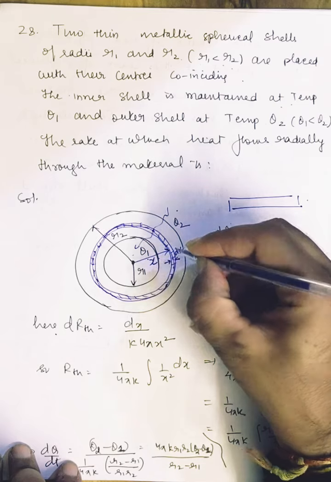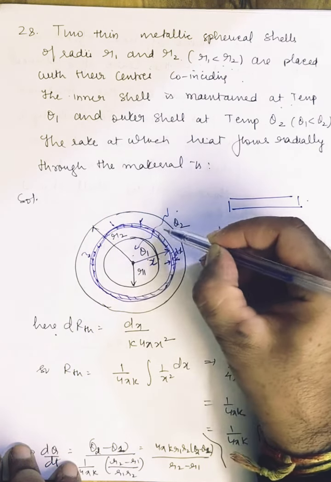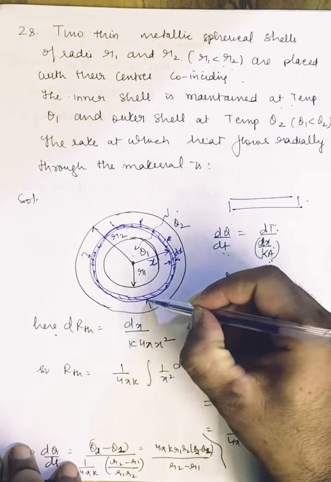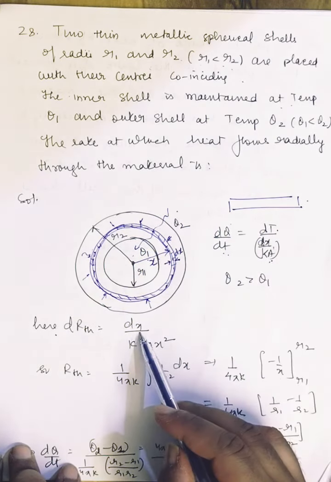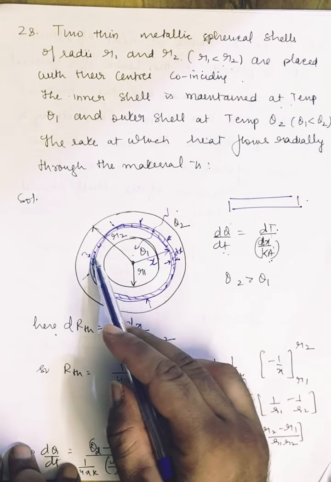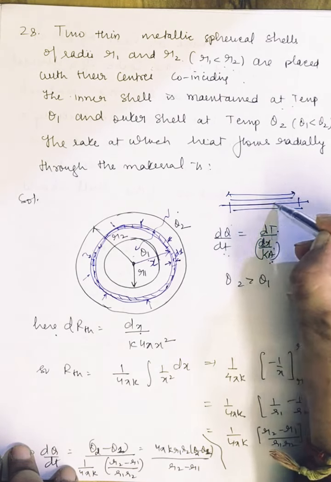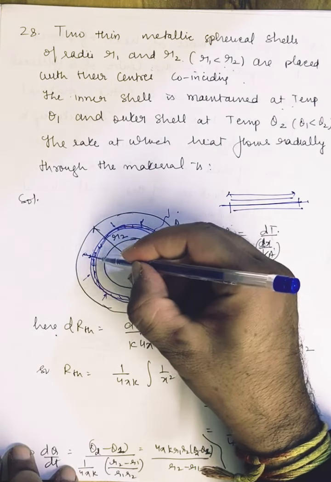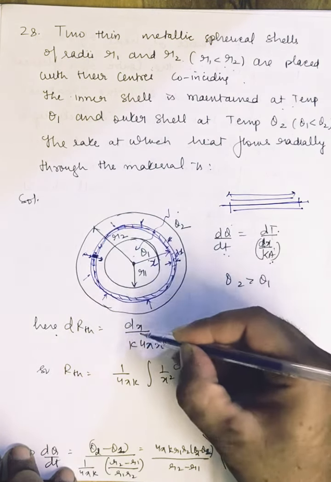Okay. Now, the heat is coming like this from outside, and we always take that area which is perpendicular to the heat flow. So that area is the area of the sphere. So dx, as we take the length of the rod along the flow of the heat, similarly, when the heat flows like this, the thickness is the length along the flow of the heat. That's why this part is taken as dx.